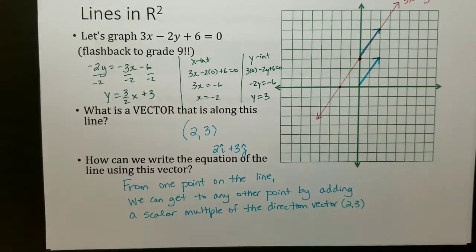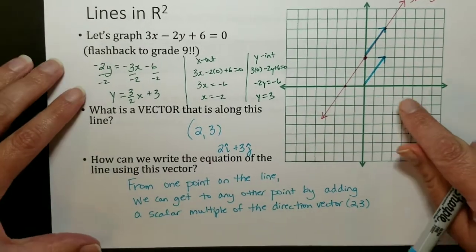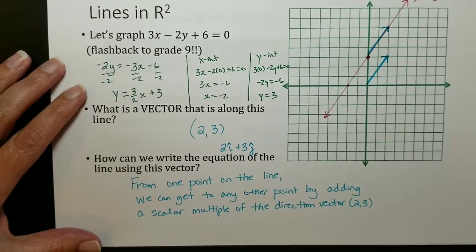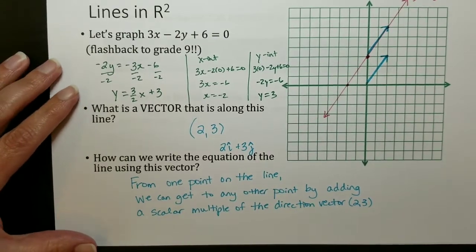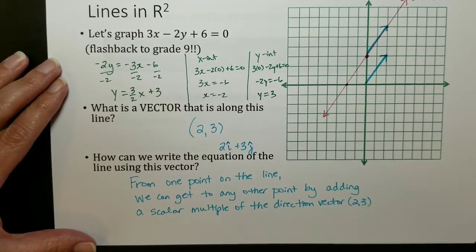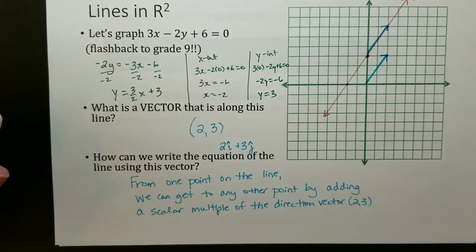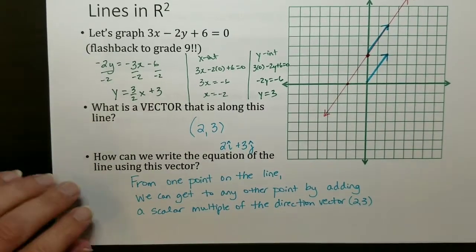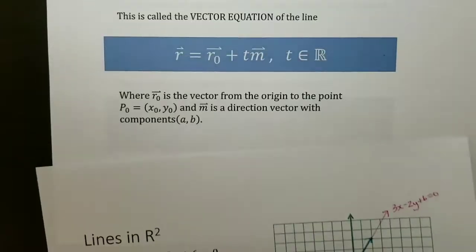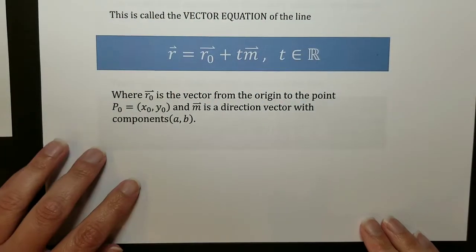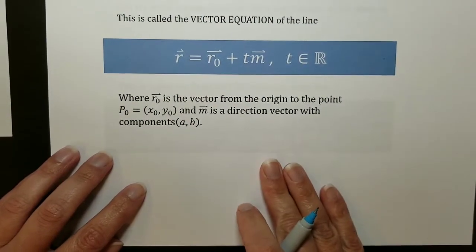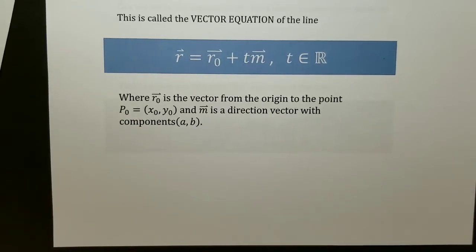So if we knew one point on the line, we can find all the other points. All of the other points on this line can be defined as that first point plus a scalar multiple of the direction vector. And that's what we're going to use to come up with what's called the vector equation of a line. So this is the formula for the vector equation.